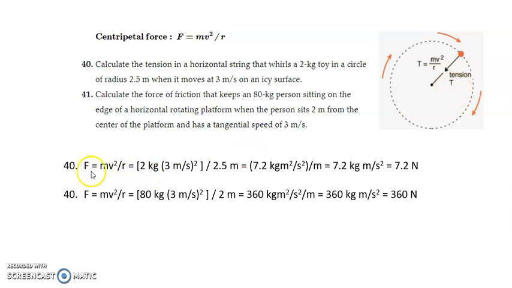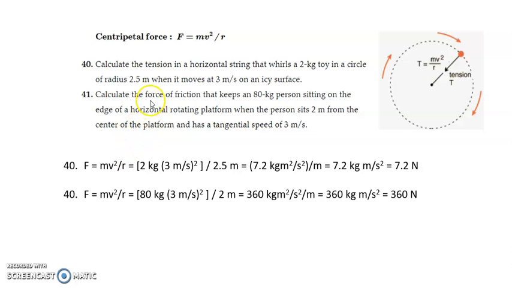So we use the equation force is mv squared over r and substitute our values: 2 kilogram mass, 3 meter per second speed, and 2.5 meter radius. When you perform your calculation with numbers, we end up with 7.2, and the units are kilogram meter squared per second squared per meter. One unit of meter can be cancelled here, and so you end up with kilogram meter per second squared, which happens to be the unit newtons. So the centripetal force for this problem is 7.2 newtons, and that's because of tension.